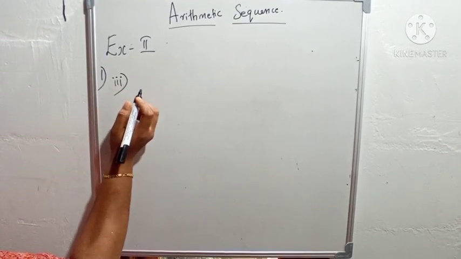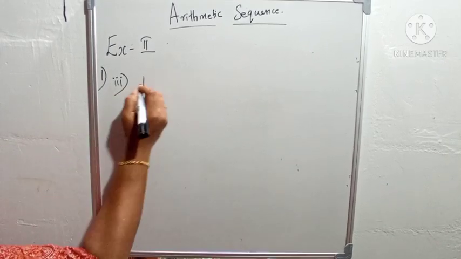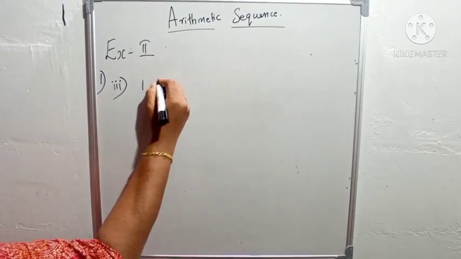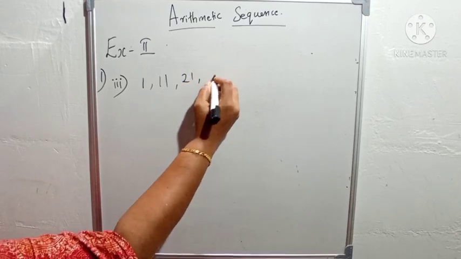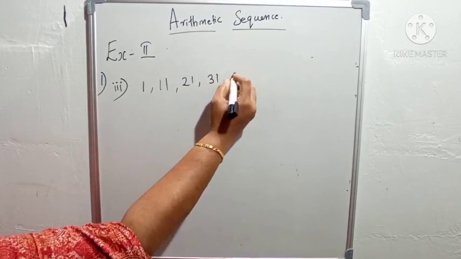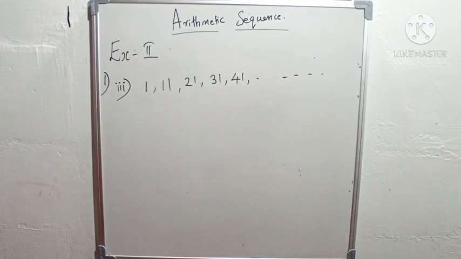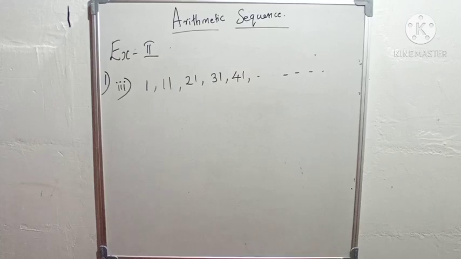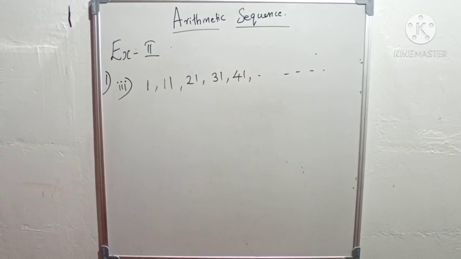Okay, which is the first natural number that is ending in 1? Yes, 1 itself is the natural number. Then, next natural number that is ending in 1? Yes, 11. Then, 21. Then, 31. Then, 41, etc. Okay, so this is our sequence. Now we need to find out the algebraic expression of this sequence.